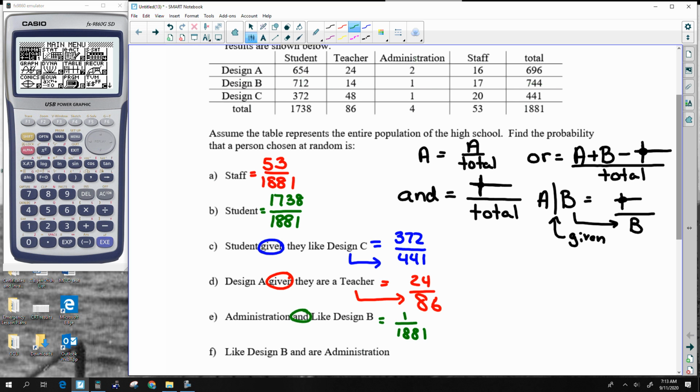Let's see, next we have again the word and, so that's B and administration. Same question, just written backwards, and it doesn't make any difference. So B and administration is still 1.